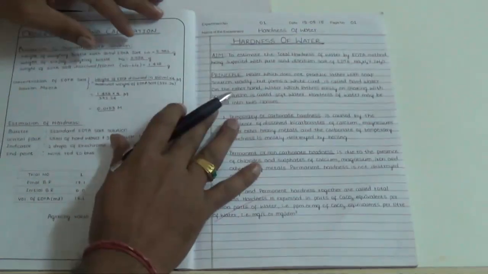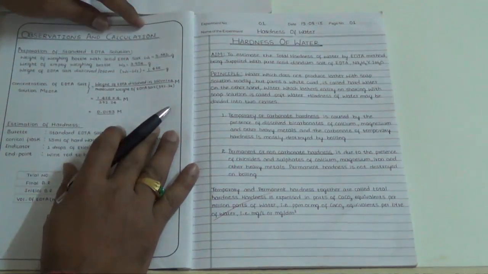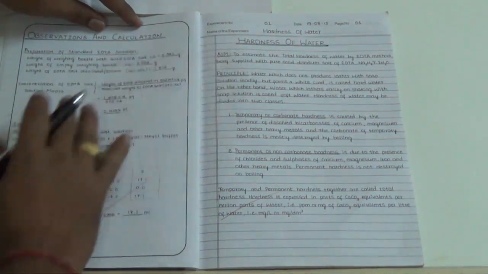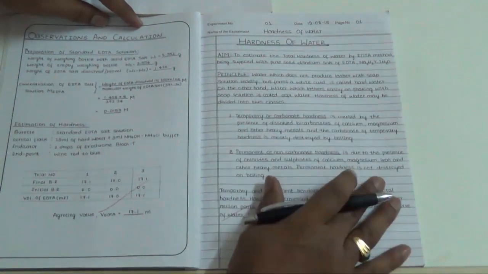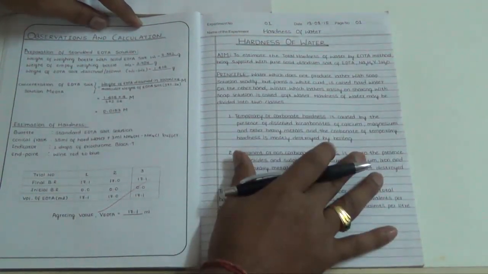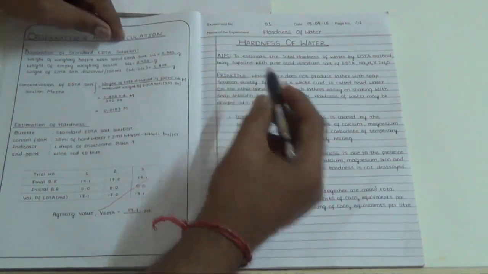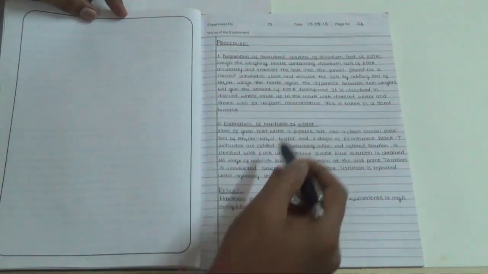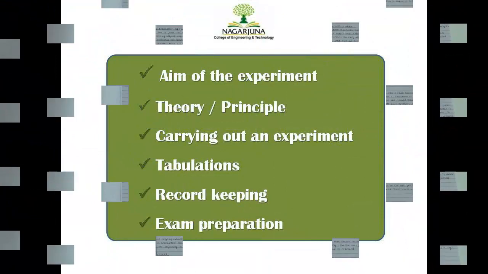Students should write the record in a manner that the observation and calculation part should be written on the left side, and the aim, principle and procedure they have to write on the right side. The record should contain the name of the experiment, aim, principle and procedure on the right side. Finally they have to write the result, then only they will get full marks.